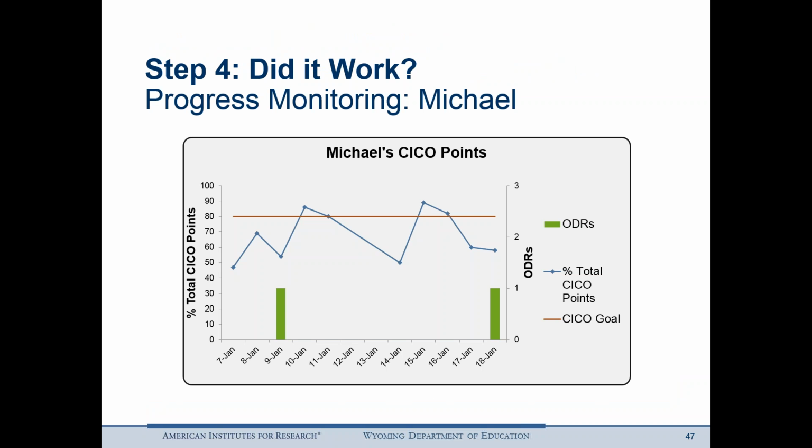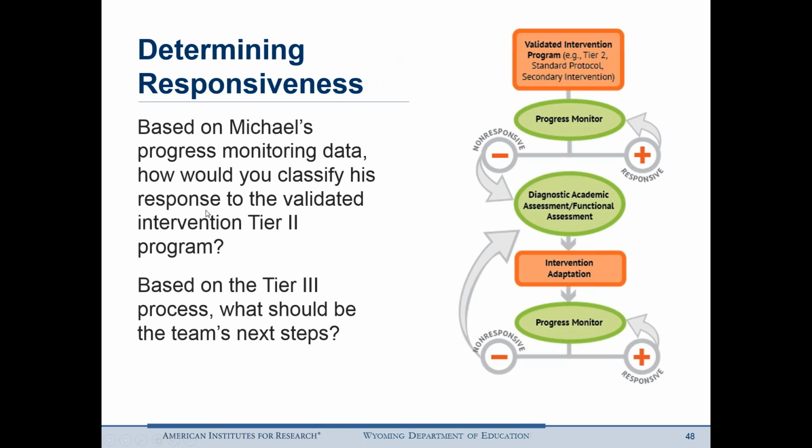In step 4, the team determines if it worked. Although some progress was evident, Michael continued to have unacceptable number of ODRs based on school cut points, and he met his daily report card goal of 80% only 40% of the time. Progress monitoring assessments, remember, tell us when an instructional change is needed. Additional data are necessary to determine the nature of the intervention.